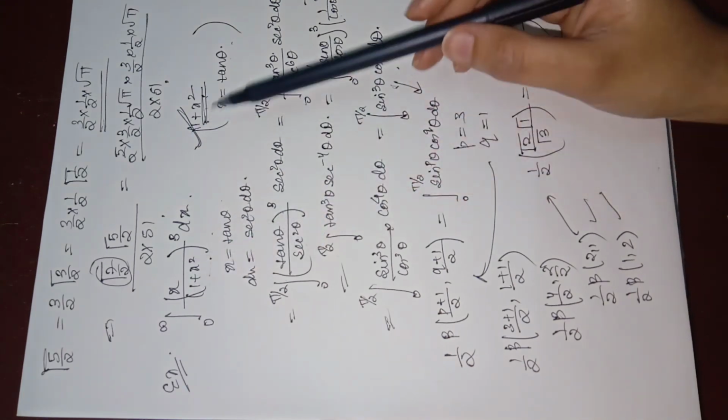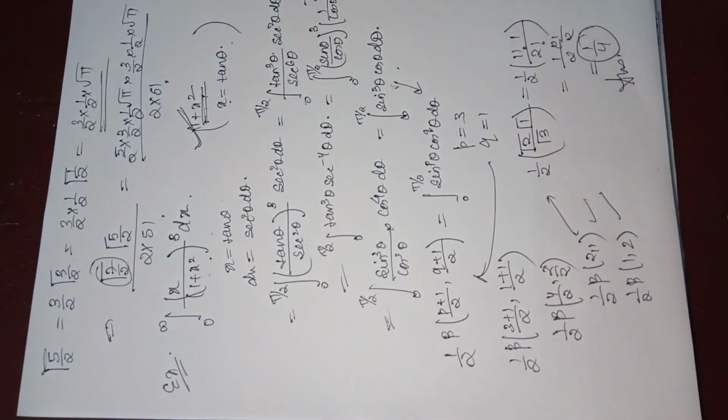What is the key step? Put x as tan theta whenever you have 1 plus x square. I hope you have understood the beta function and also the examples that I have used.